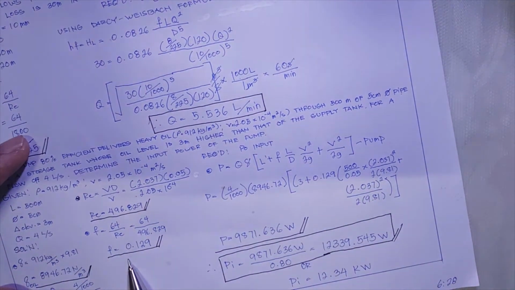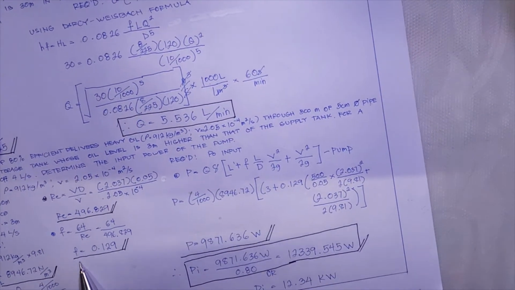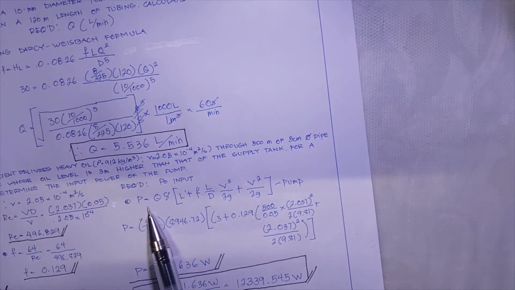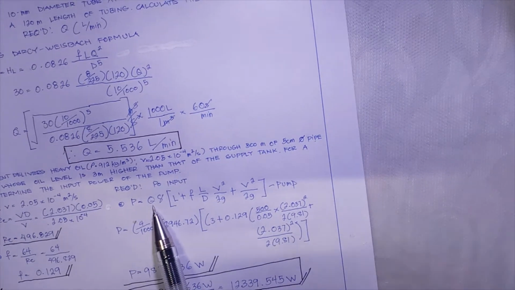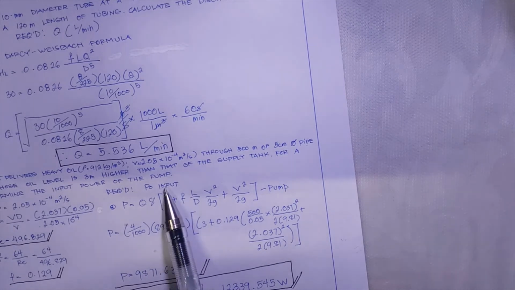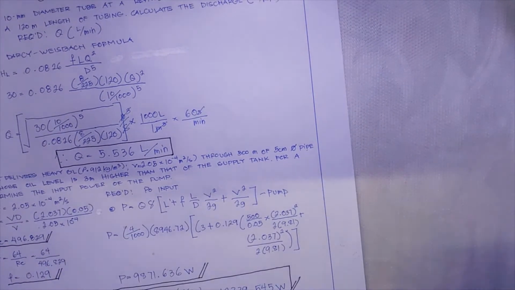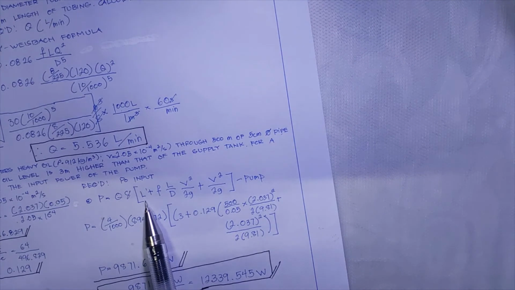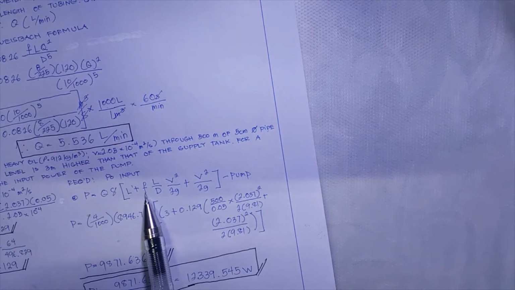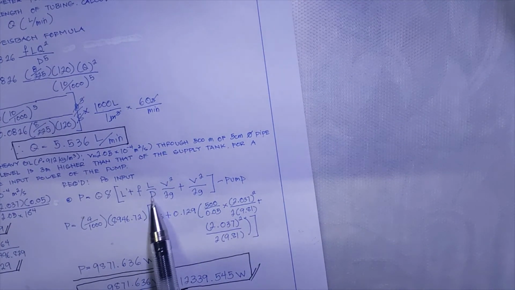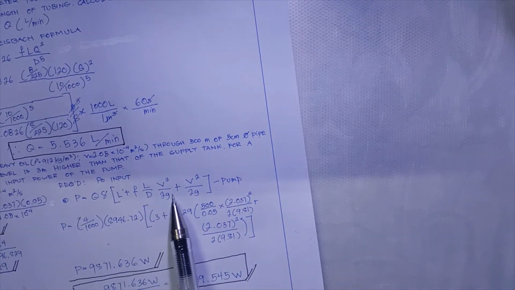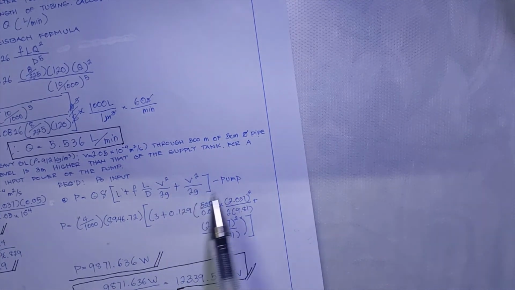And knowing that, we can solve for the value of P using the formula, power is equal to the discharge multiplied by the specific weight times the L, which is the height difference. So, knowing that L is the difference in elevation of the two storage tanks, plus F multiplied by the length over the diameter times velocity squared over 2g, plus velocity squared over 2g.